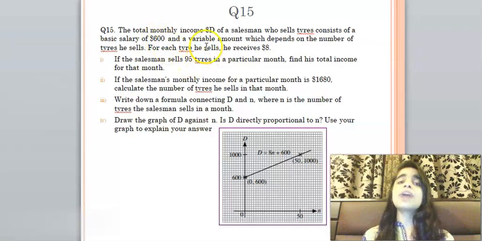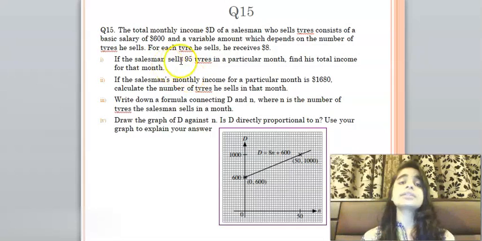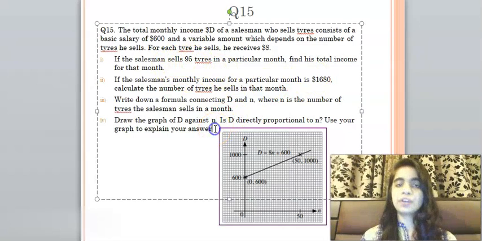And then there is a variable amount which depends on the number of tires he sells. So for each tire he is selling, he is getting $8. Okay, so the total monthly income is made up of two things. And what are those two things? Yes, one is a fixed income of $600 and the other one is a variable amount which he is receiving as $8 per tire he is selling. So let's read out part 1. If the salesman sells 95 tires in a particular month, find his total income for that month.